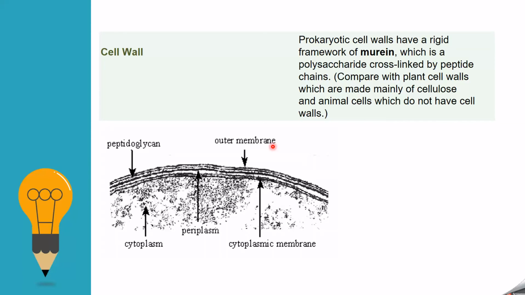Also, prokaryotic cells sometimes have cell walls, and they're a rigid framework, so the structure is slightly similar to the ones in plant cells. The cellulose, made of beta glucose, is much stronger as well, and so bacterial cell walls are quite strong as well.